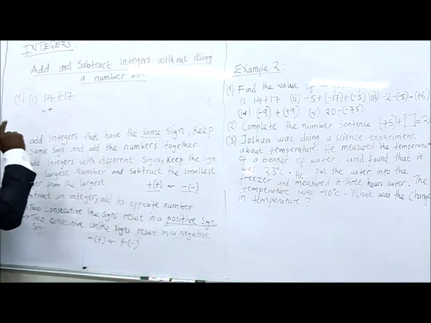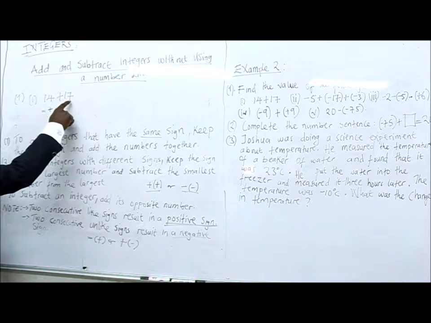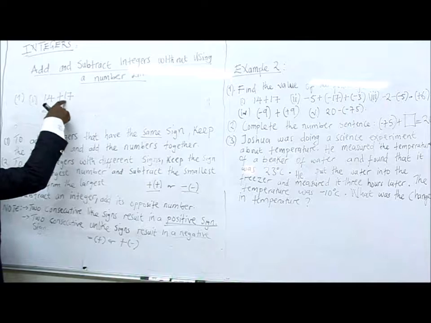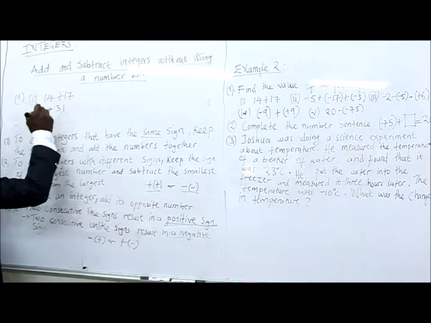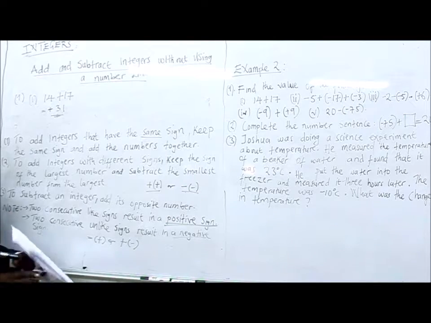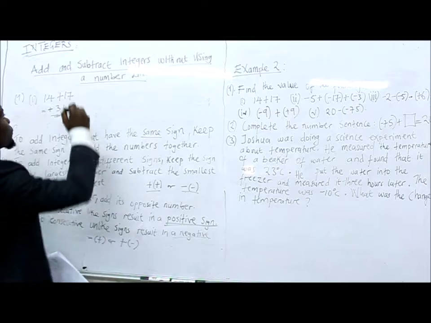So let's add 14 plus 17. 4 plus 7 is 11, write 1, remainder 1. 1 plus 1 is 2, plus that 1 is 3. So you have positive 31. Positive 31 is our answer. Let's go to 2.